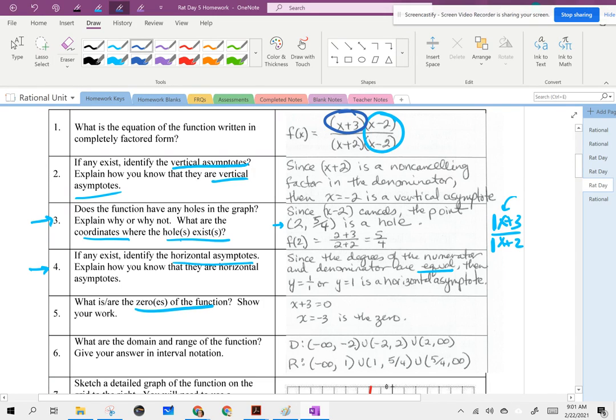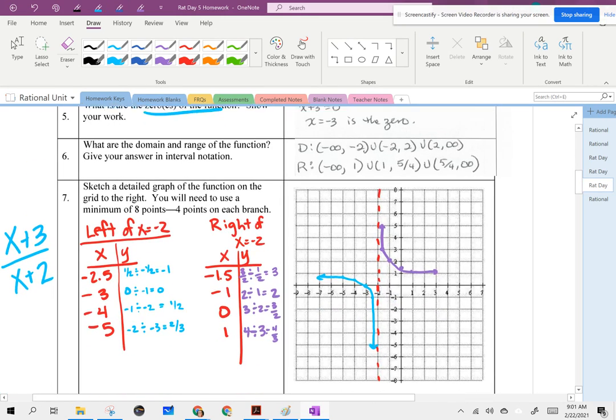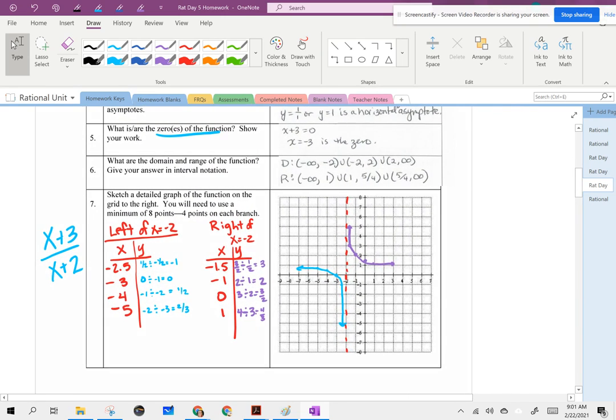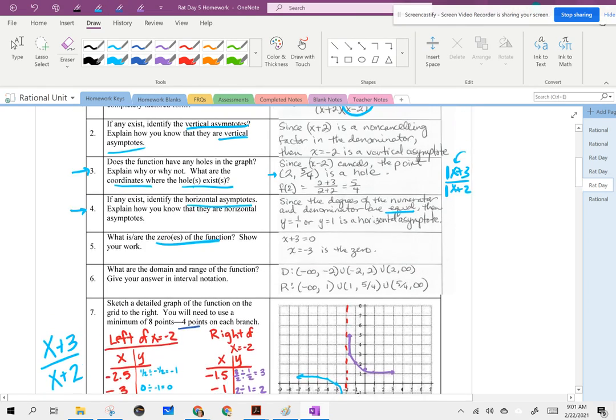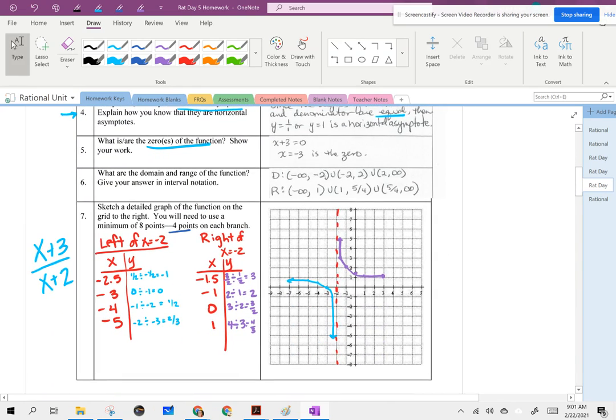And then you're supposed to sketch a detailed graph. Okay. So one of the important situations here when you go to graph, you want to be able to pick points to the left of that vertical asymptote and also to the right of that vertical asymptote. And then pick some x values, plug them in, and then plot the y values. In this particular case, we had y equals 1. So let me go ahead and draw that horizontal asymptote right here so you could see that the graph is actually approaching 1.